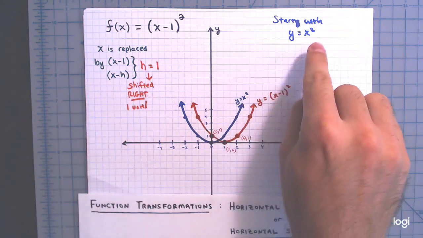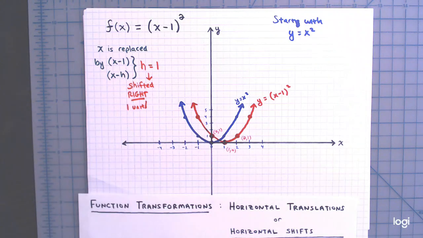And if I replace all the x's with x minus h's, and that h is negative, so it's really x plus something, right? Because if you subtract the negative, it's adding. So if this was x plus 1 squared instead of x minus 1 squared, it would have shifted left 1 unit from the original. So that's the takeaway, right?